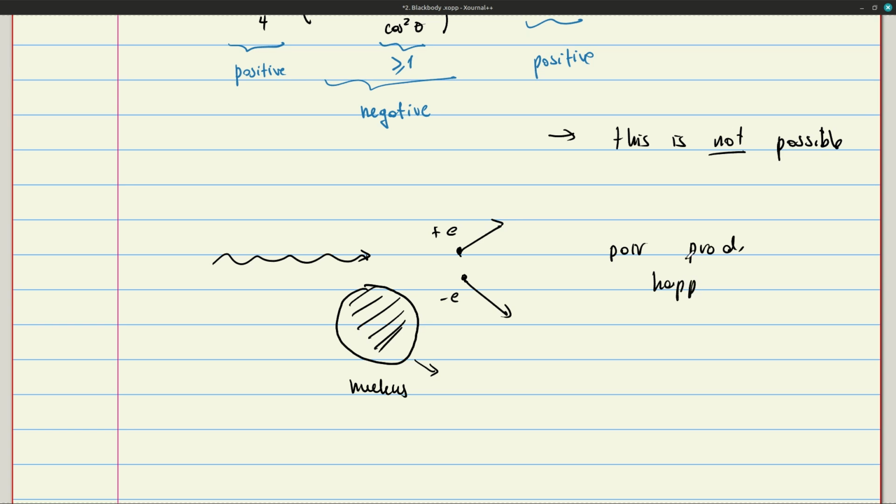happens exactly like photoelectric effect takes place in materials. Pair production happens near the nucleus of heavy atoms.